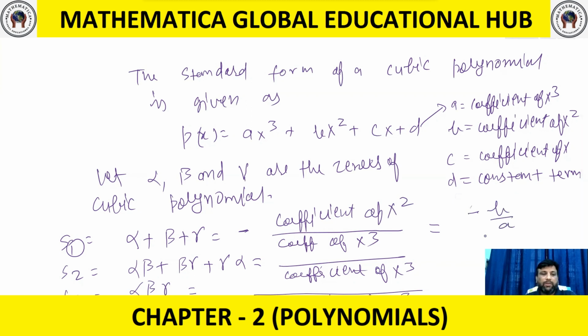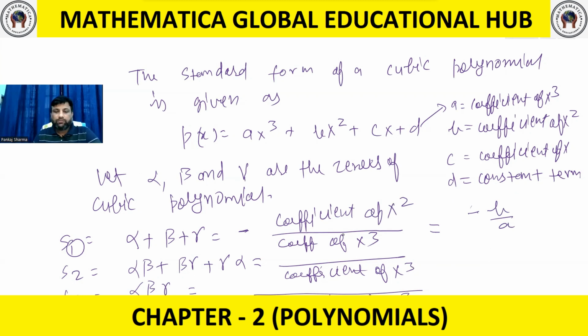Similarly, we can write the next formula. Here the suffix is 2, S2, the sum of the zeros taking two at a time. From the exponent 3 we subtract 2, so 3 minus 2 is 1, so the coefficient of x comes. The suffix 2 is an even number, so it will be a plus sign. The coefficient of x is c, divided by the coefficient of x cube, which is a. This is the formula. For alpha into beta into gamma, the coefficient of x cube is already in the denominator, and the suffix here is 3.